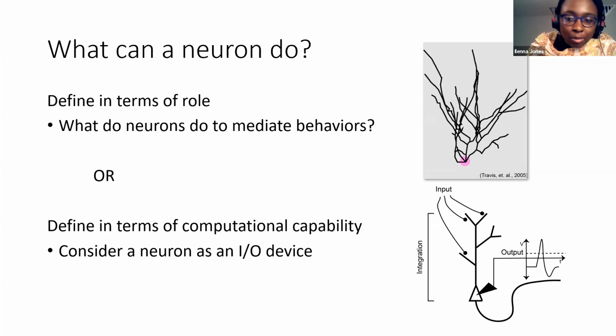We also could define do in terms of computational capability, wherein we would consider a neuron as an input-output device, where the input is received in its dendritic tree, integrated into the soma, and producing a binary, or at least how I'll be talking about it, a binary output of the presence or absence of an action potential.